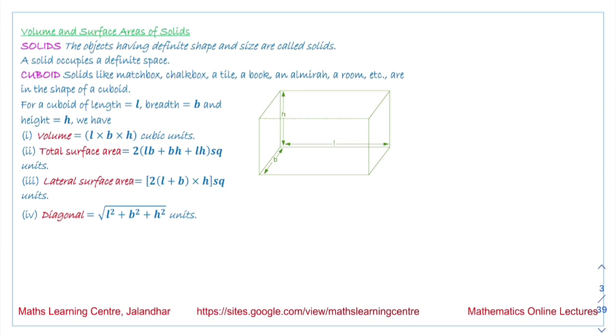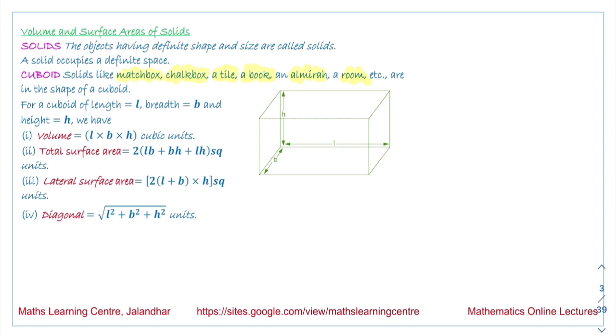So first is solids, the definition is given over here. The objects having definite shape and size are called solids, and a solid occupies a definite space. Next we have the first solid figure we are talking about. It is the cuboid. We have given some examples over here: the matchbox, chalk box, a tile, a book, an almirah, a room. All these are examples of a cuboid.